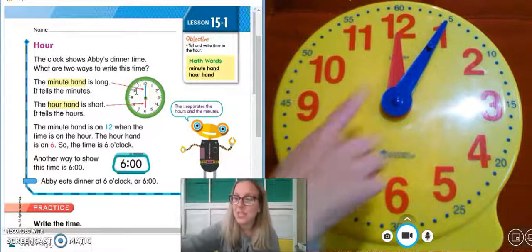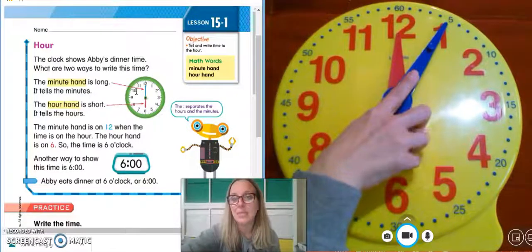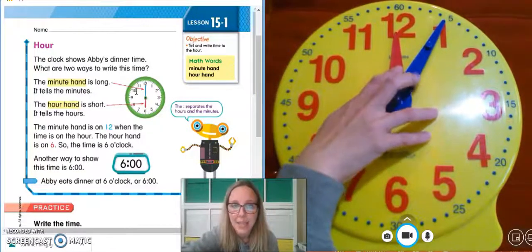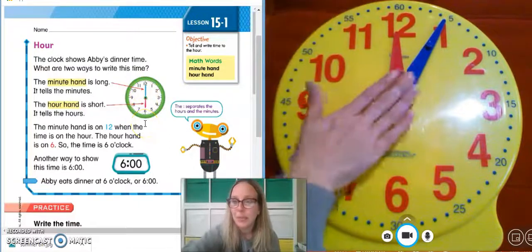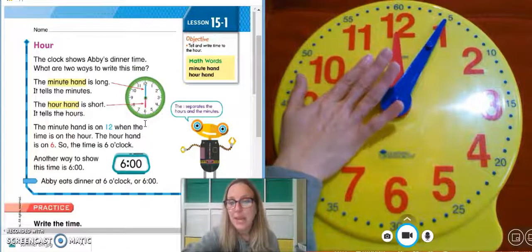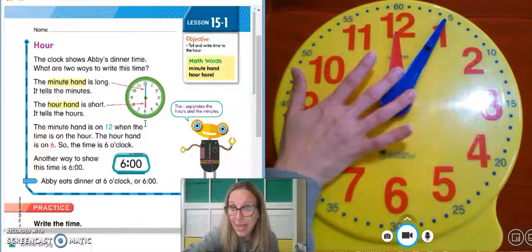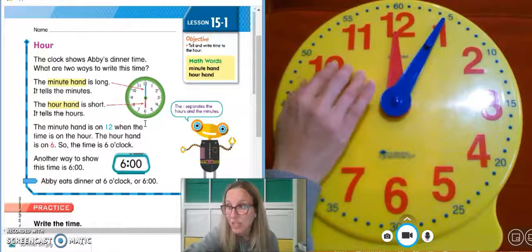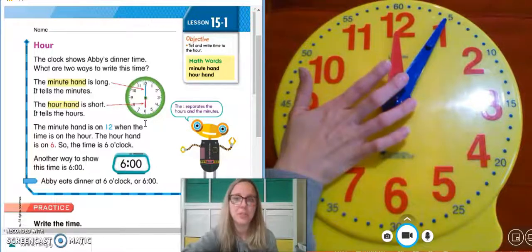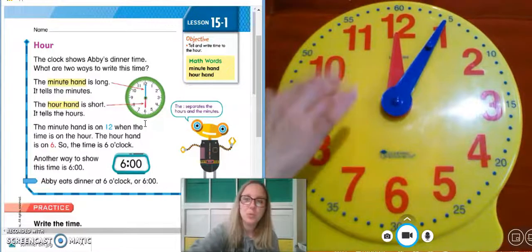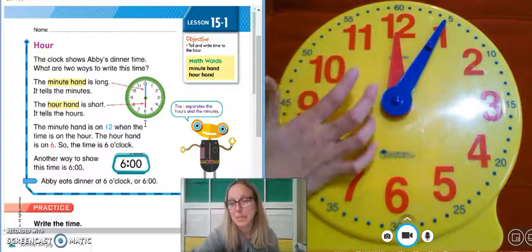And you'll notice it has 2 different hands, and we call these hands on a clock. On this clock, they kind of look like lines. There's the blue one and the red one, and here I have a blue one and a red one as well. Now, on a lot of clocks, they're not blue and red, they're just black. But when we're learning on a learning clock, we color code them so it helps us remember which one means the hour and which one means the minute.